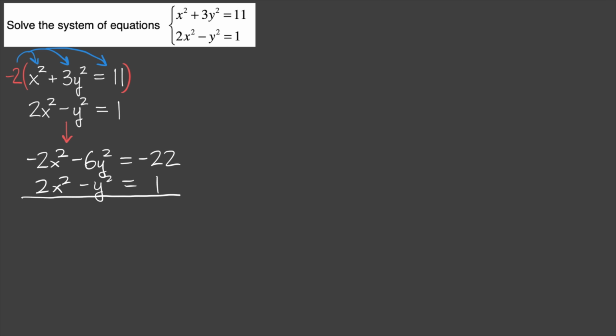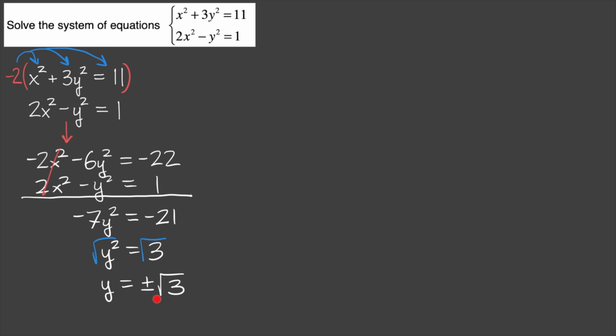All right, so now we're going to combine like terms here. So the x squareds cancel. We add the negative 6y squared minus y squared gives us negative 7y squared. Negative 22 plus 1 is negative 21. Divide by negative 7, we get 3. And then we take the square root of both sides. And then y equals, and we don't want to forget the plus or minus, right? Whenever we take the square root of both sides, we have to put that plus or minus right here.